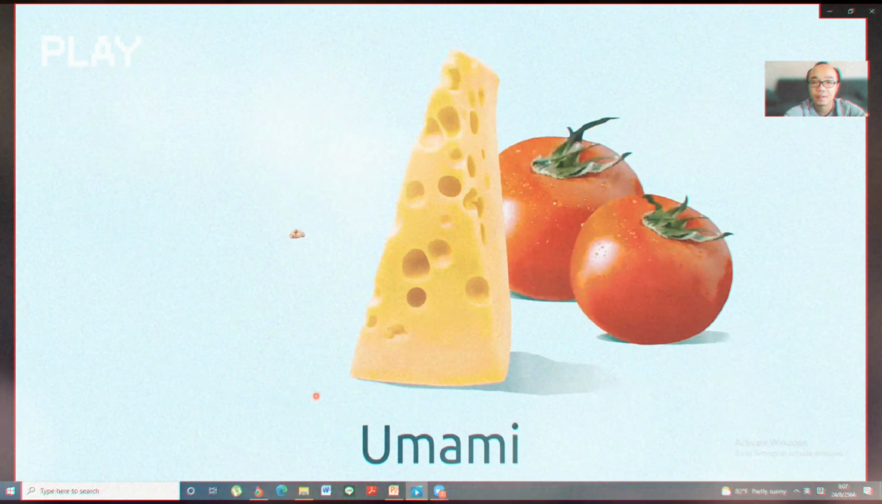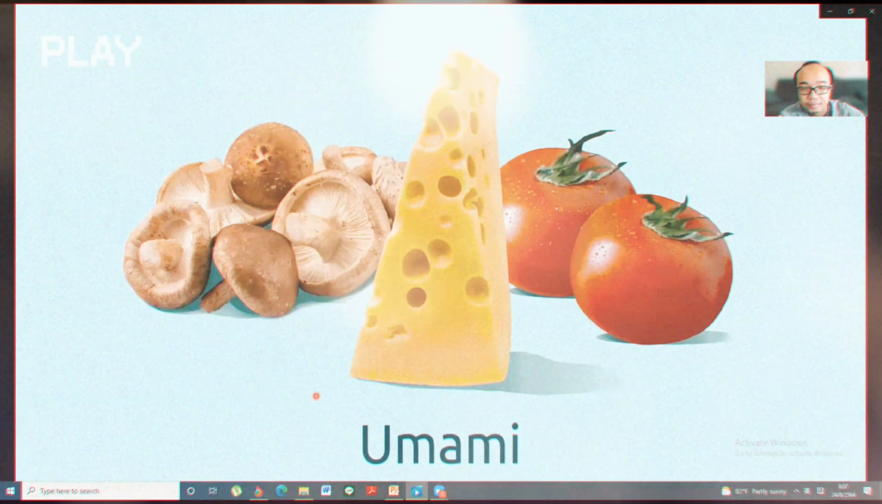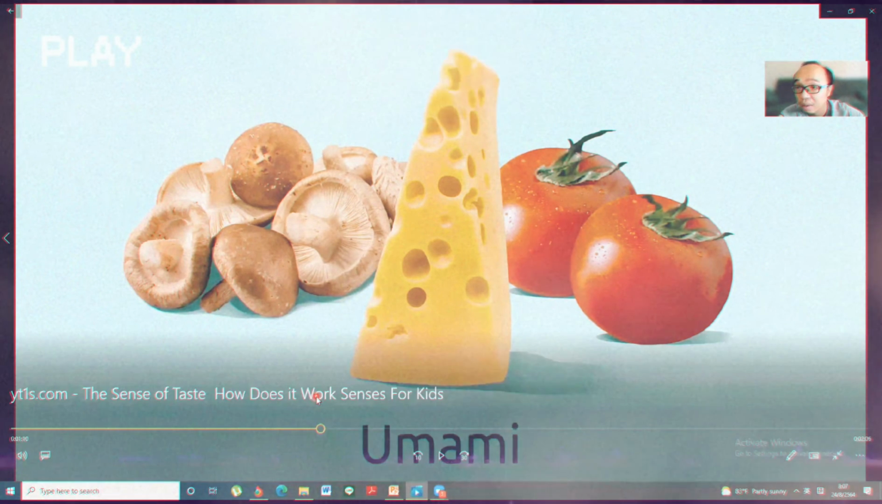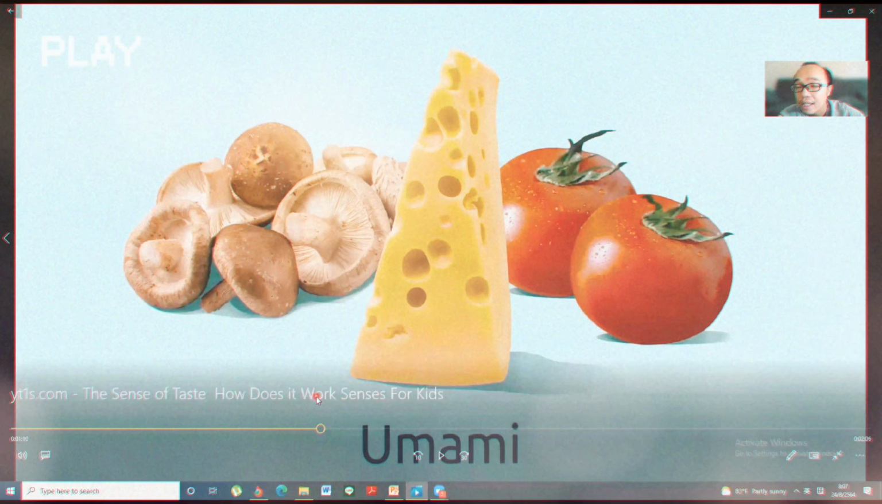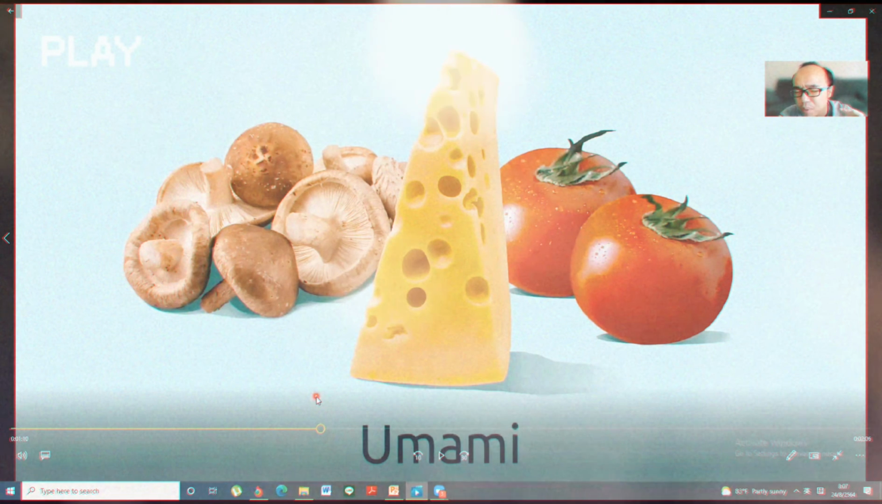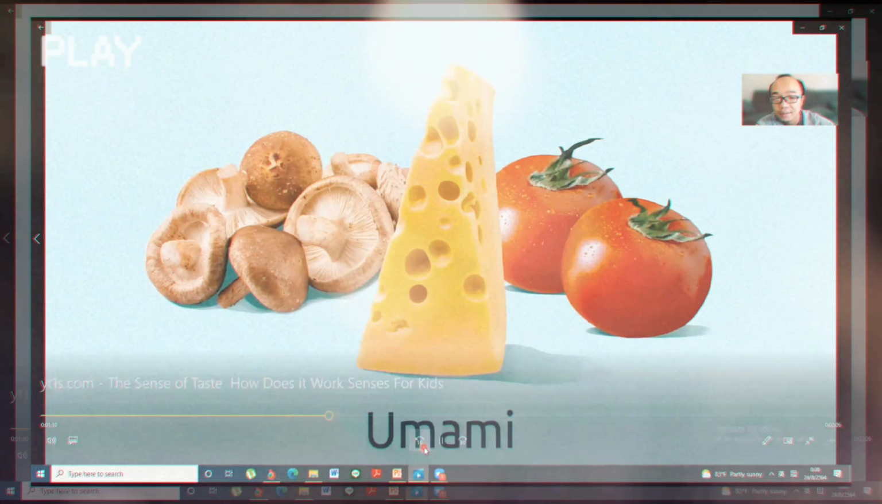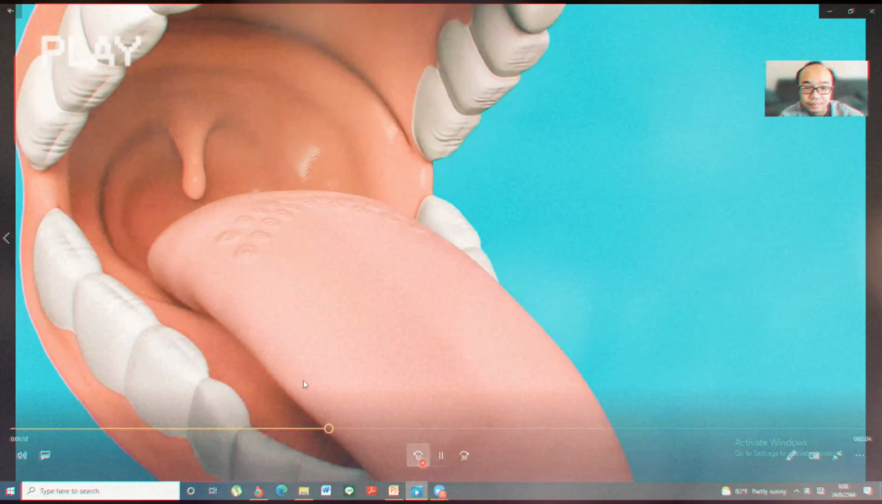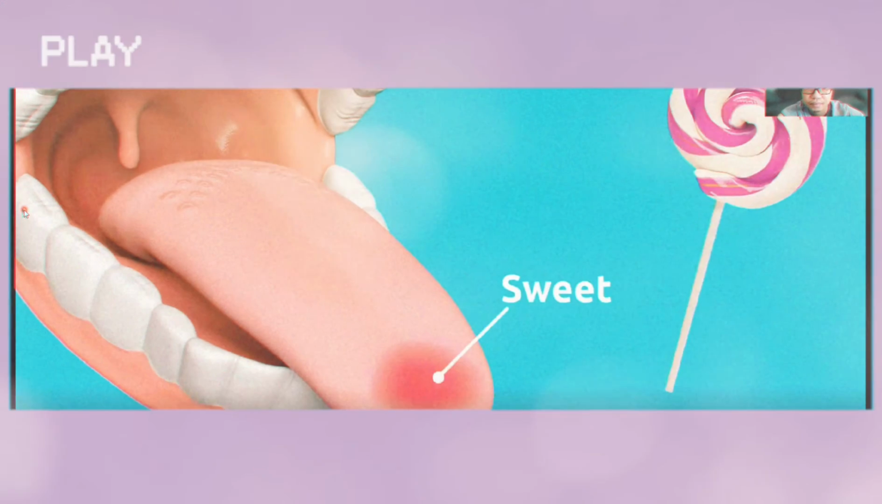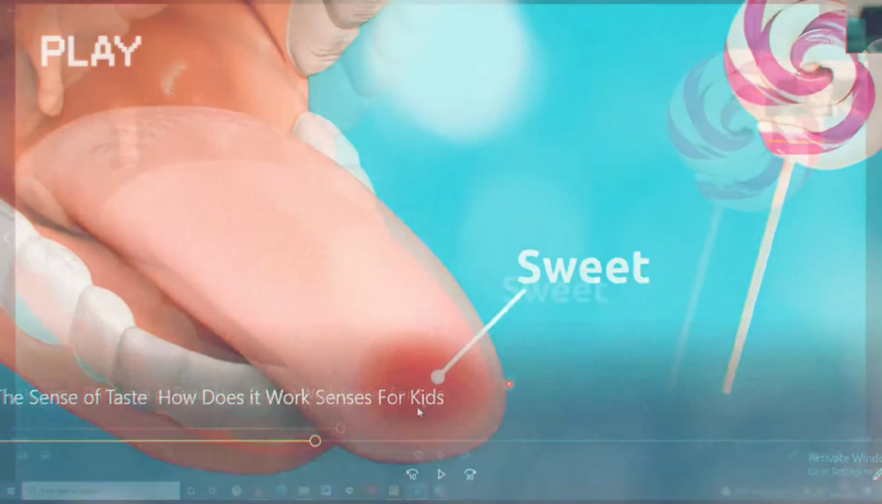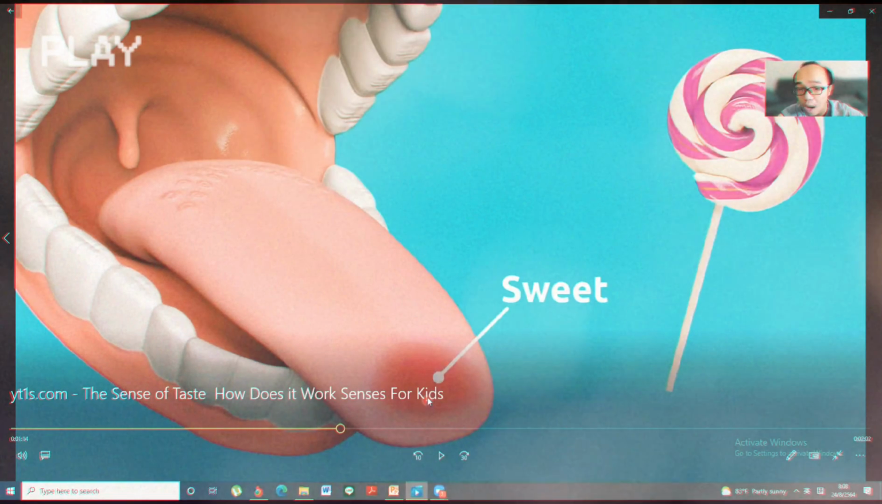Umami is the word used to refer to incredibly delicious food. Like he just said, it's the taste of incredibly tasty food. Anything that is yummy, we call the taste of umami. The taste buds for sweet are on the tip of the tongue. Okay, so this is the taste bud for sweet, on the top of the tongue.